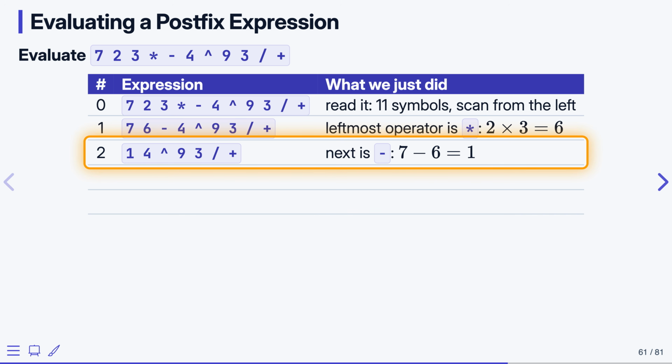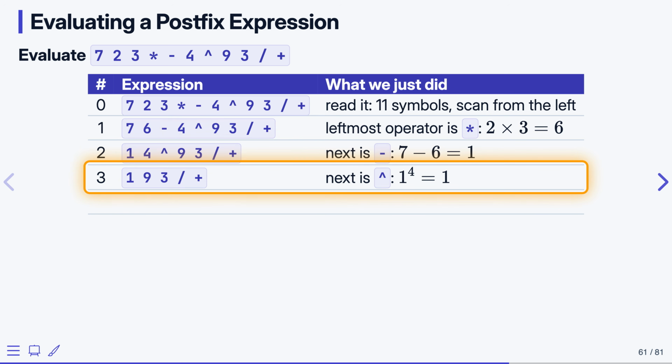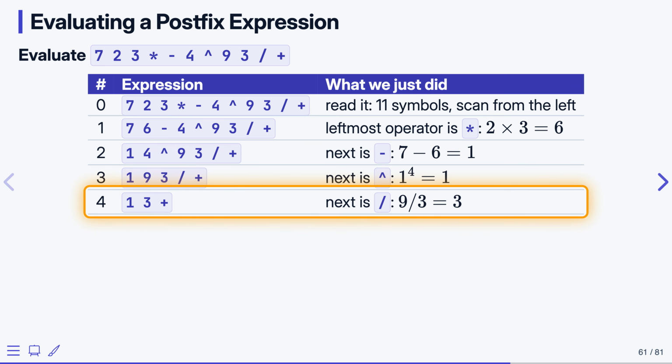Step 2. Next comes the minus. The two numbers before it are 7 and 6. 7 minus 6 is 1. Step 3. Next comes the caret. Before it sit 1 and 4. 1 to the power 4 is 1. Step 4. Next comes the slash. Before it sit 9 and 3. 9 divided by 3 is 3.